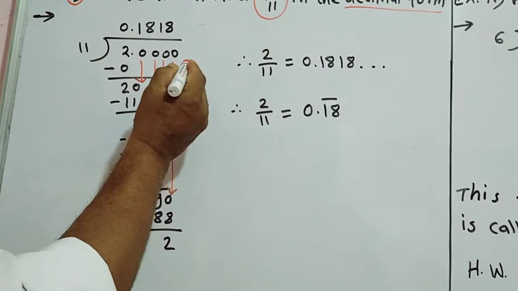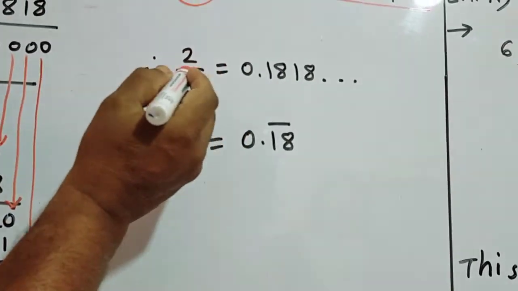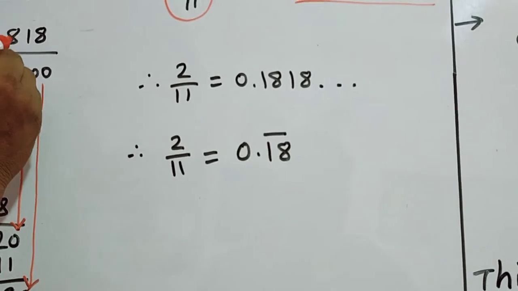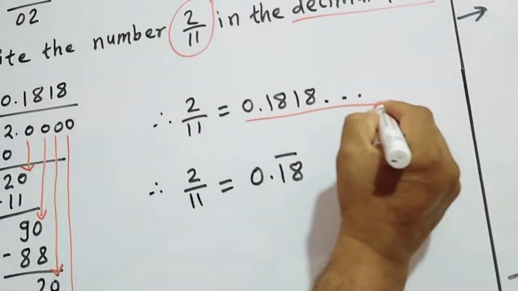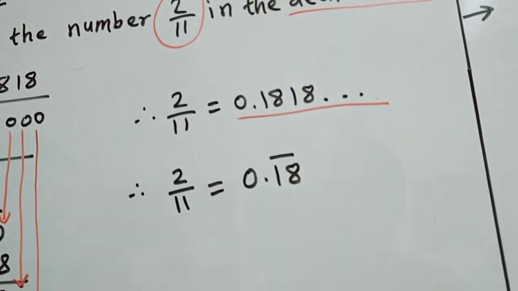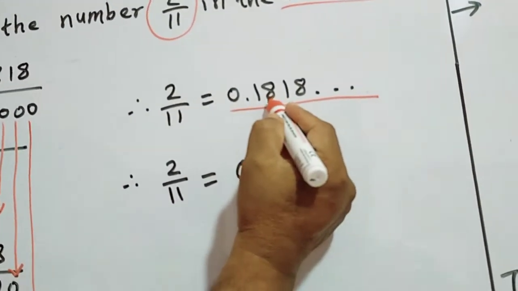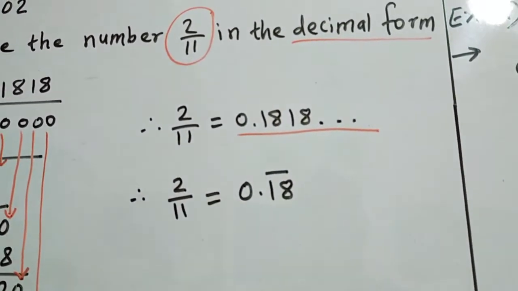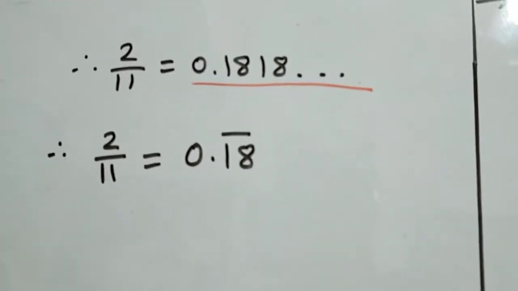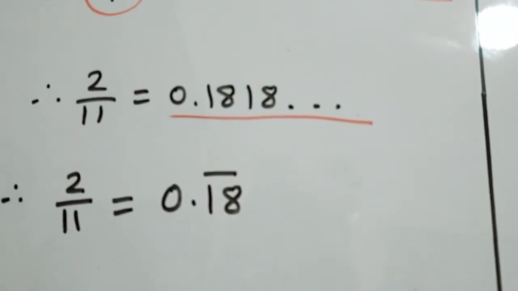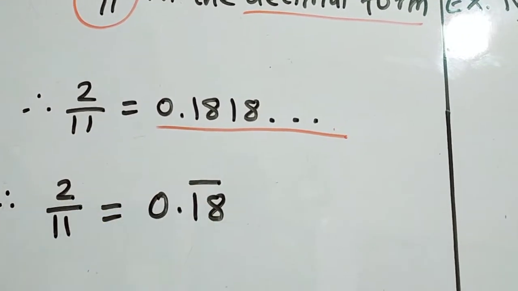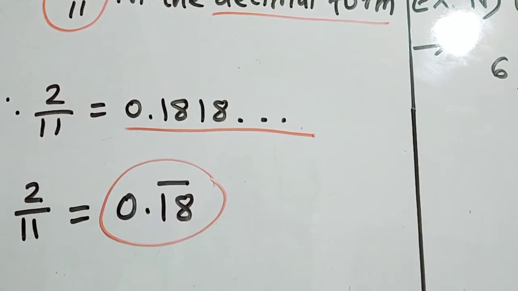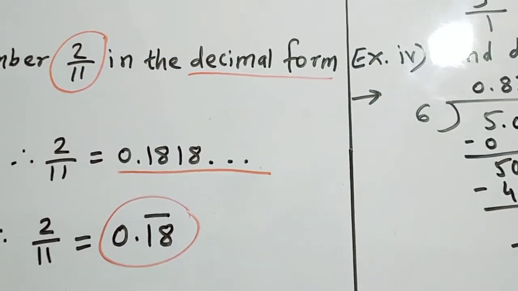Now how to write this question? 2 upon 11 equal to 0.1818 dot dot dot. Means process is not going to stop here. And group of 2 digits is going to repeat, 181818. Then how to write in short? 2 upon 11 is equal to 0.18 and bar. 0.18 with bar on top of 18.